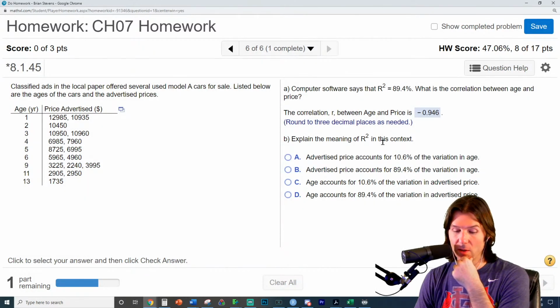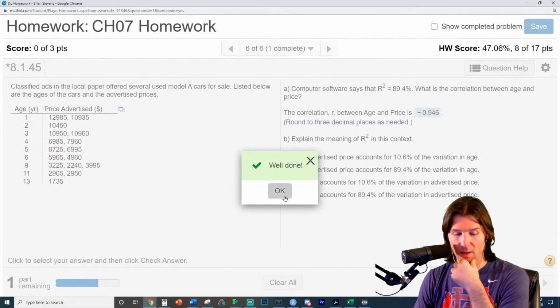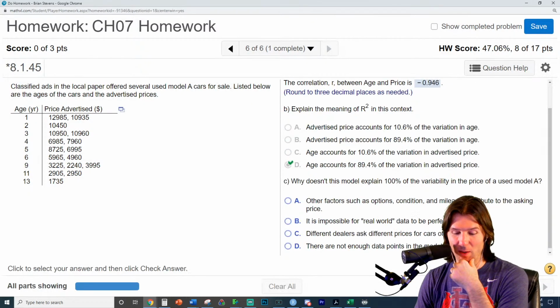Explain the meaning of the R squared. It would be that 89.4% of the variation in price is explained by age. So age accounts for 89.4% of the variation. I'm not going to get the last one wrong. It's the bane of my existence.